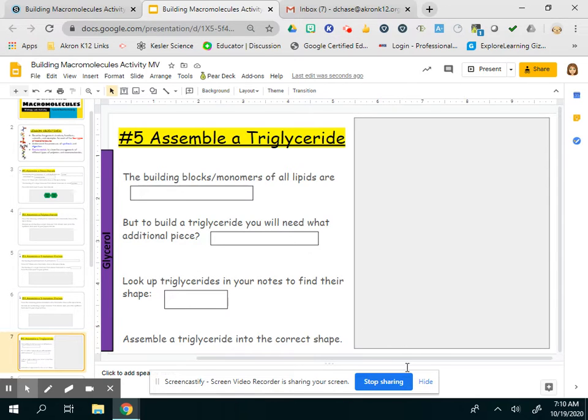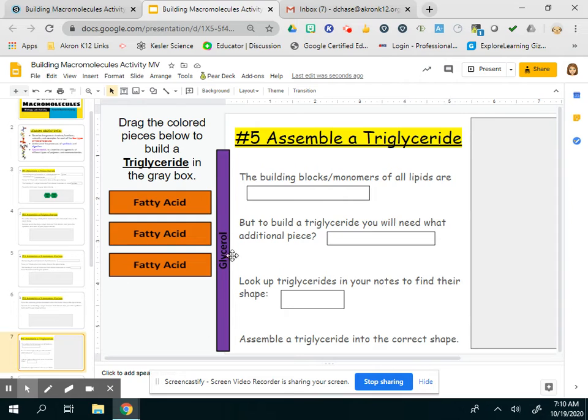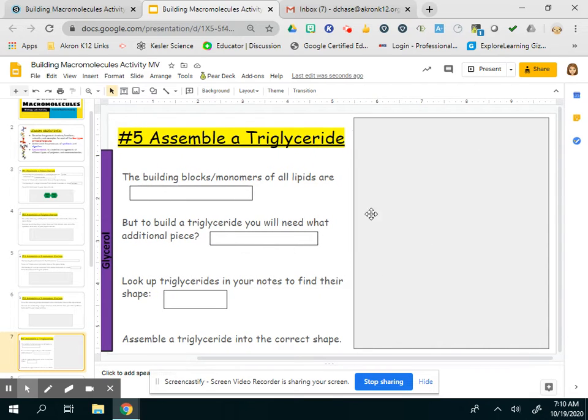And we have, excuse me, we have triglycerides. Now, triglycerides are part of lipids. So the building blocks or monomers of all lipids are, and you'll have to remember what they are. To build a triglyceride, you also need an additional piece. So if you don't remember the names, you could peek over here and remember the names. And if you look up triglycerides and look at the structure, I think I may have mentioned it during our notes too. What shape do they kind of take? What letter do they almost look like? So if you figure that out, you're going to build your lipid over here in this space.